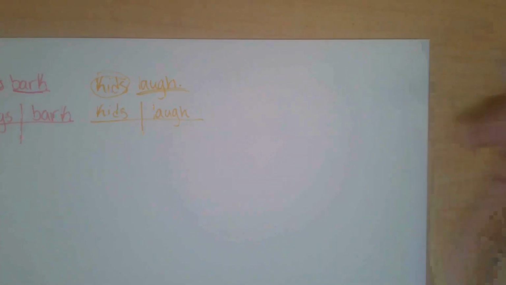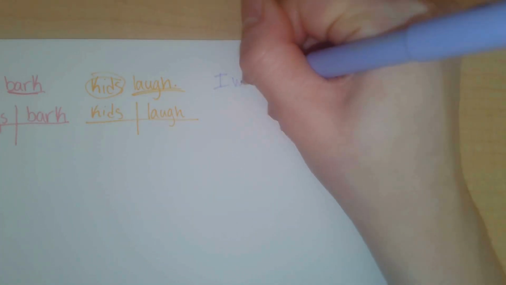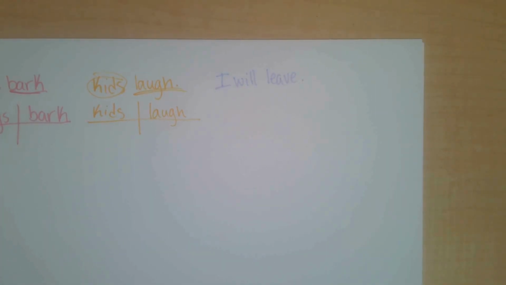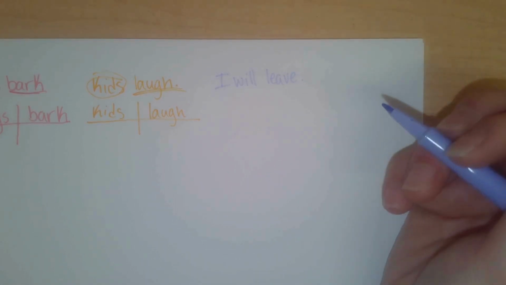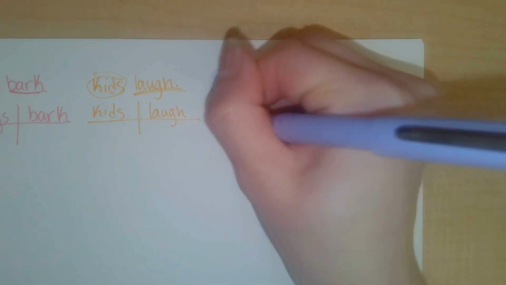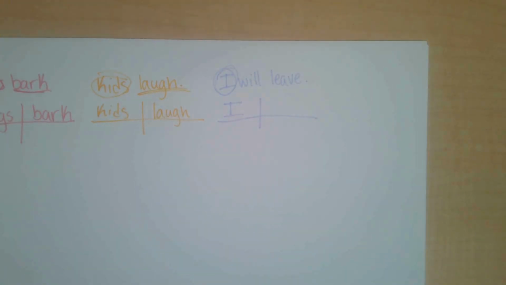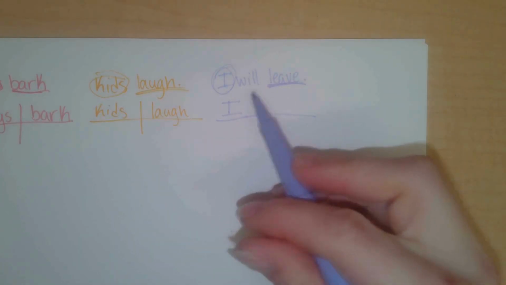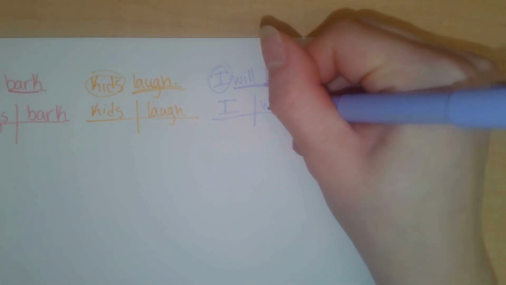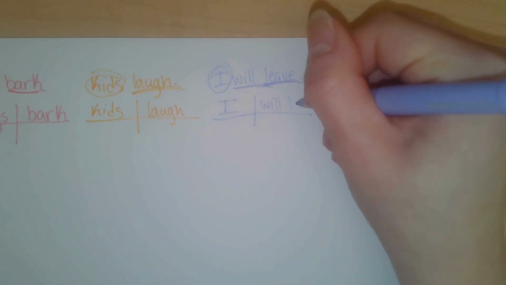Our next one, we start to get into verb phrases. I will leave. We can't just say I leave because that means something different. I will leave is in the future. So the one doing something is I. That's me. That's our subject. Then we have leave as our verb. What am I doing? I'm leaving. Well, we can't just leave will by itself, so we need to connect it. That's our verb phrase. And that's going to go in our verb box.